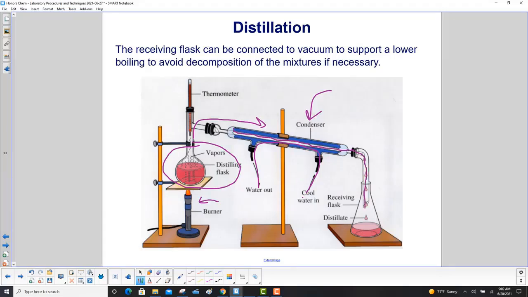the distillate. The receiving flask can be connected to a vacuum to support a lower boiling point to avoid decomposition of the mixtures if necessary.